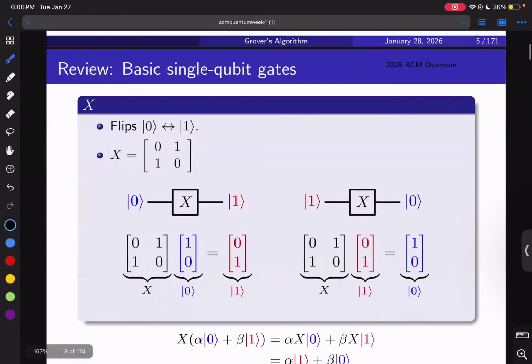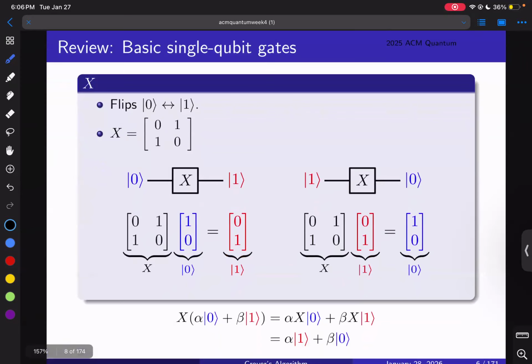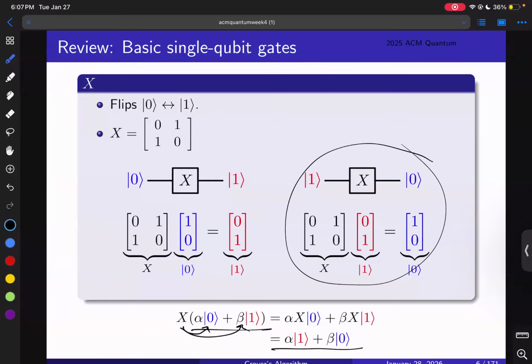Gates again. The X gate will flip between the 0 and 1 state. And remember, the gates are linear, so you can distribute them over this superposition state, and then we can determine the action of X on an arbitrary state. And these circuit diagrams will serve us well with Deutsch-Jozsa as well.